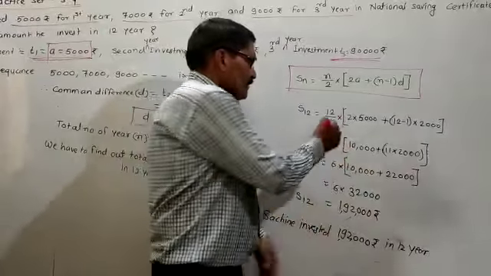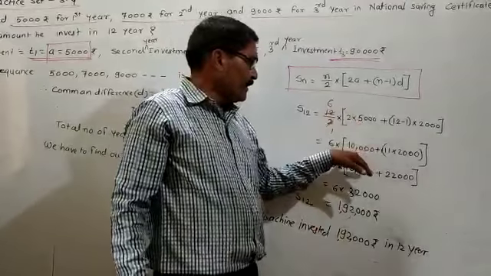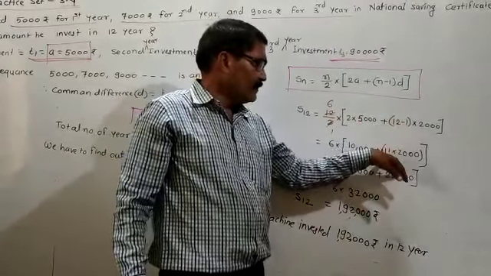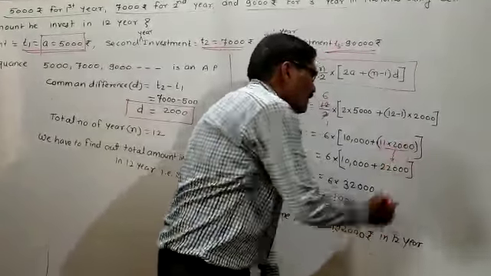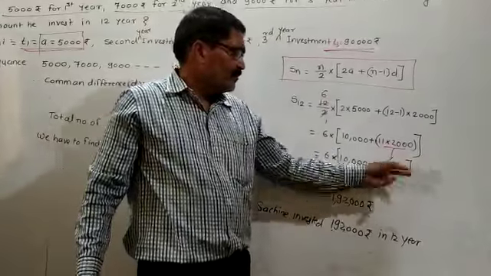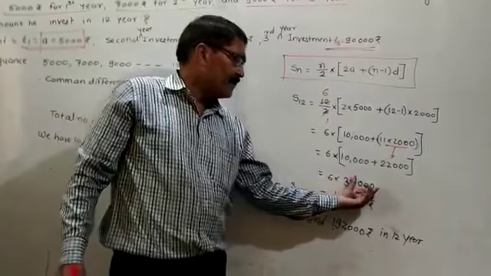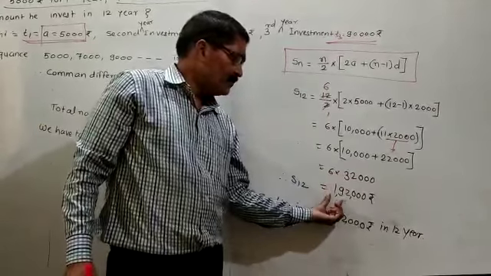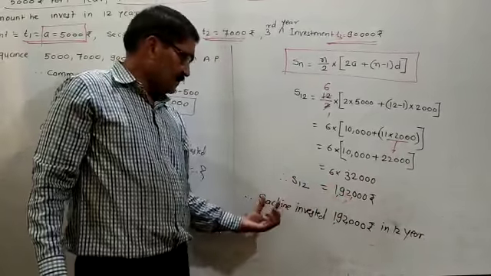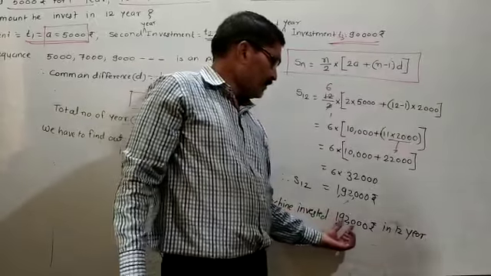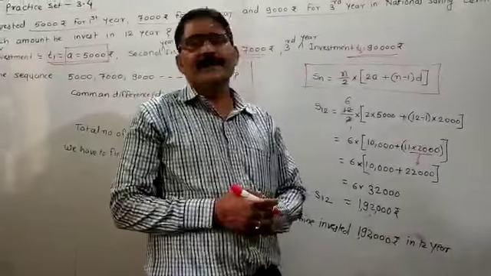So 2 ones are 2, 2 sixes are 12. So 6 multiplied by 5 twos are 10. This will come 10,000. 12 minus 1 is equal to 11 multiplied by 2,000. 11 multiplied by 2,000 is equal to 22,000, means 10,000 plus 22,000. 6 multiplied by 32,000 will come 1,92,000. And within the 12 years, means Sachin invested 1,92,000 rupees in 12 years.